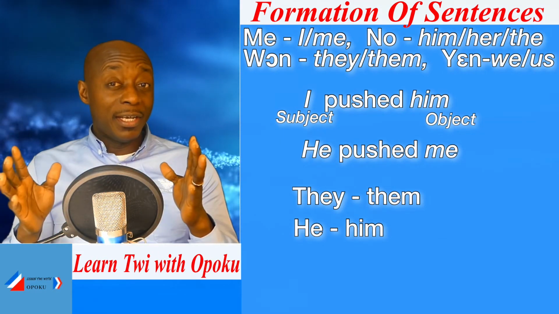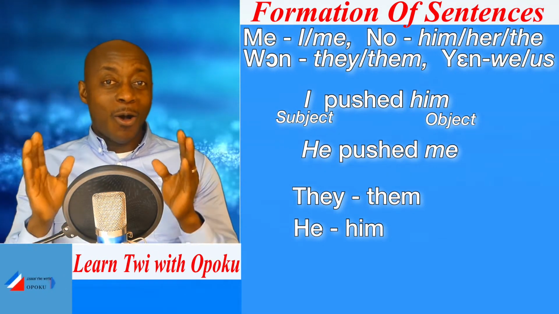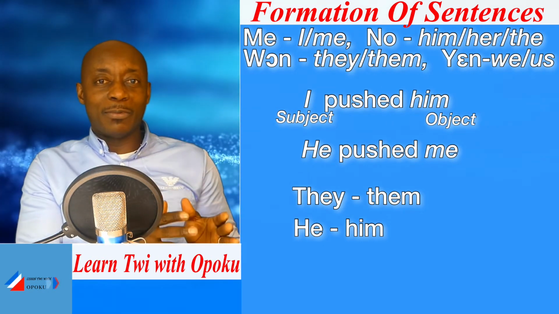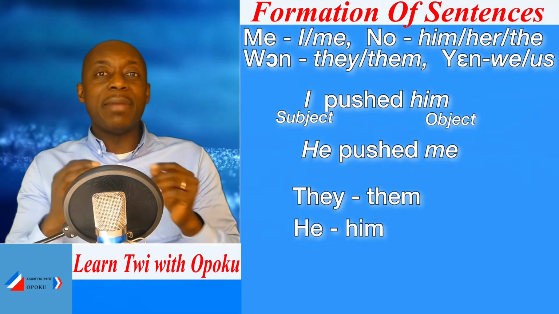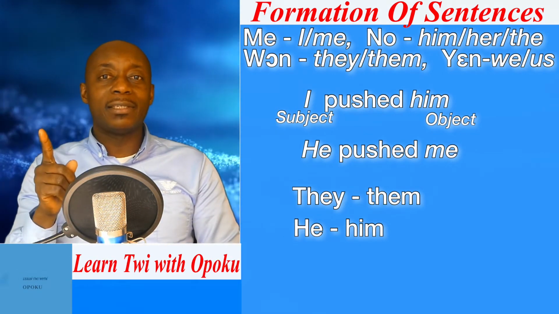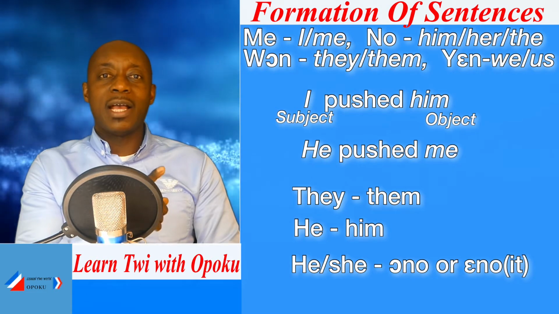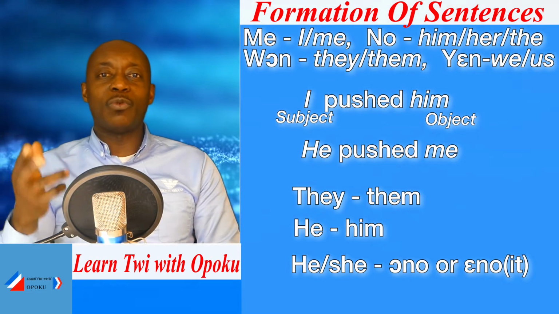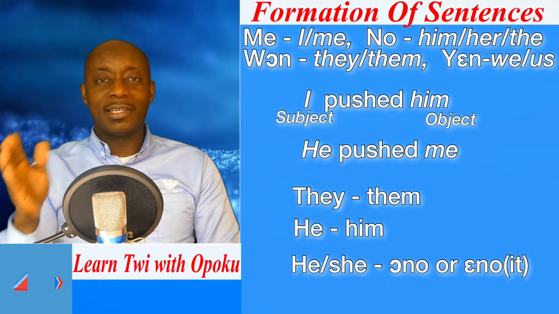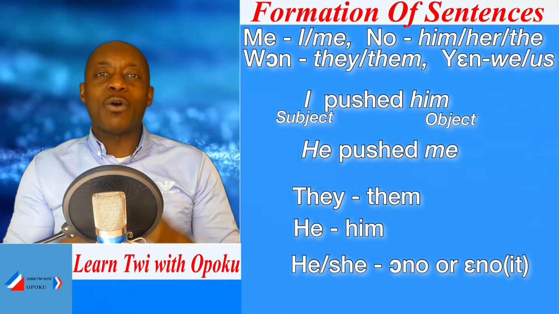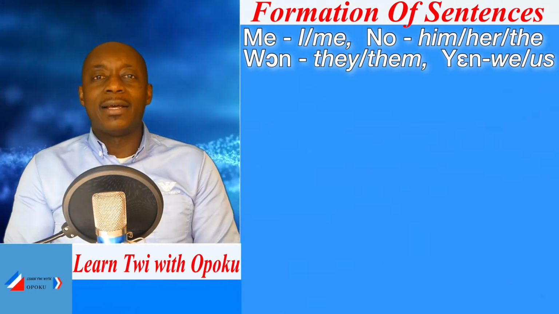But with Twi, all the pronouns, they remain unchanged. From subject position to object position, they remain unchanged, except he or she. That is eno. Eno in object position will become what? No. So take note of that. Anyway, I'll put the link in the description. I've also treated that topic.